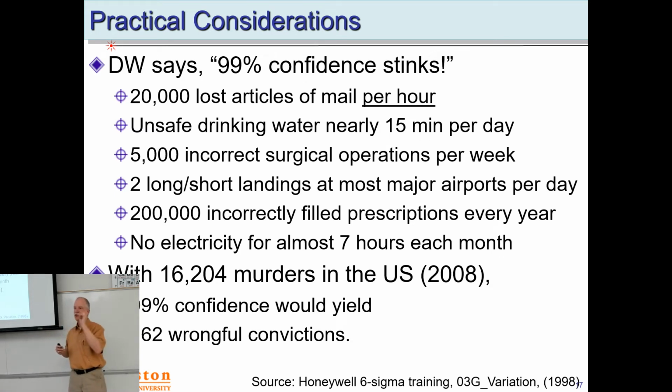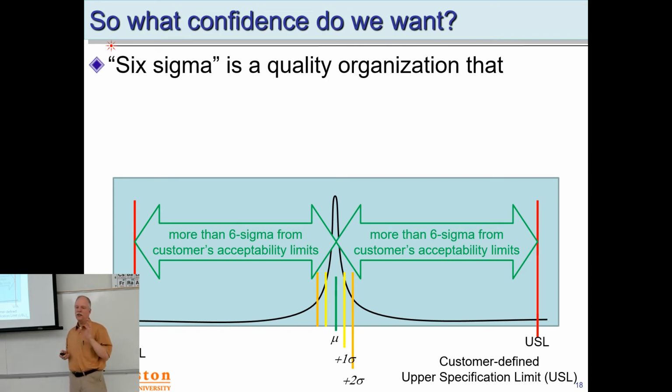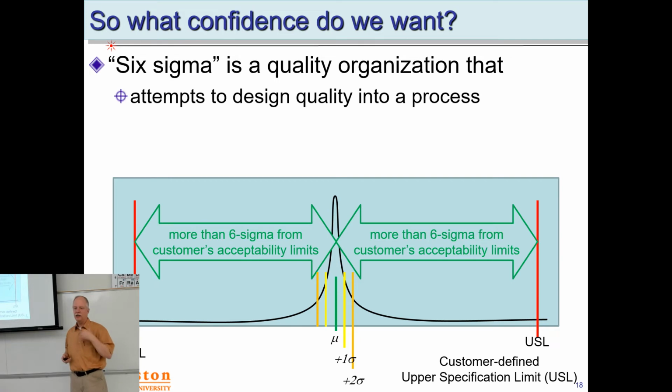So we don't just do one analysis and say, "Yeah, but we're working at 99% confidence. Who could ask any better?" It's like, well, society asks for better. We're not going to just base it on one instrument working at 99% confidence. So there's a move called Six Sigma. It's a quality organization that attempts to design quality into a process.